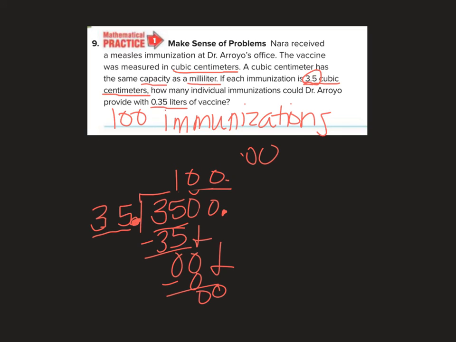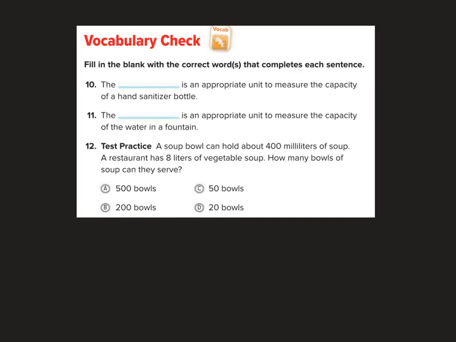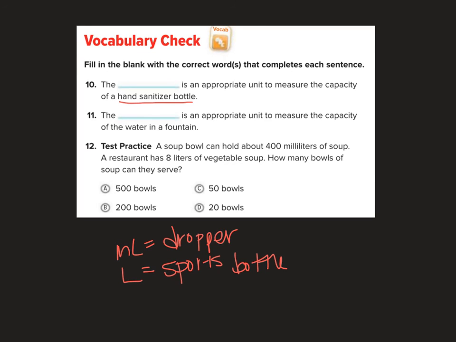All right, last problem. Vocabulary check. Fill in the blank with the correct words that completes each sentence. The blank is an appropriate unit to measure the capacity of a hand sanitizer bottle. So we remember a milliliter is like a dropper, and a liter is like a sports bottle. Okay, so we would probably use milliliter, right? Because we usually don't have a sports bottle size of a hand sanitizer. Well, I guess we do at school, but I'm going milliliter for this one. Let's see what the next one is.